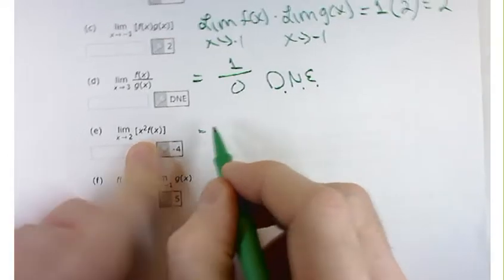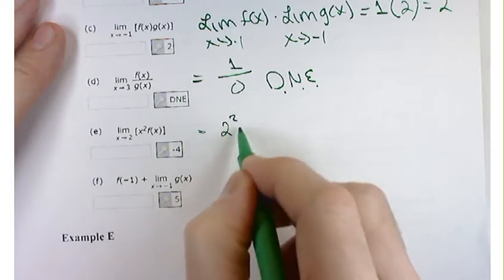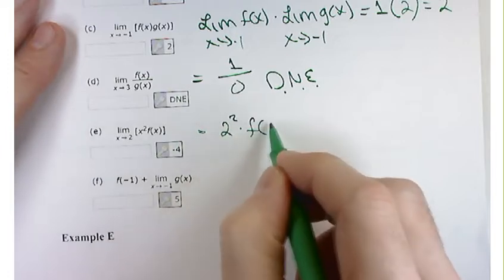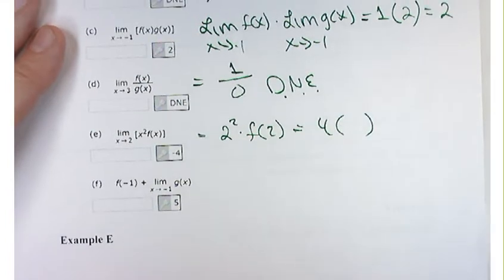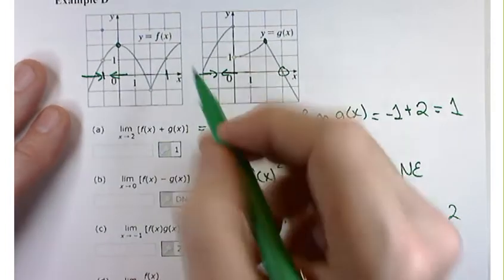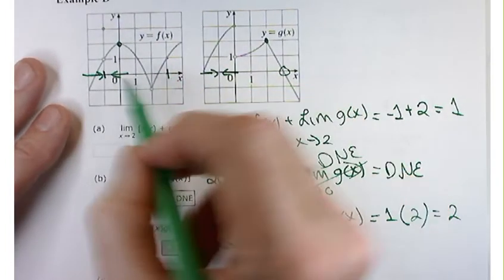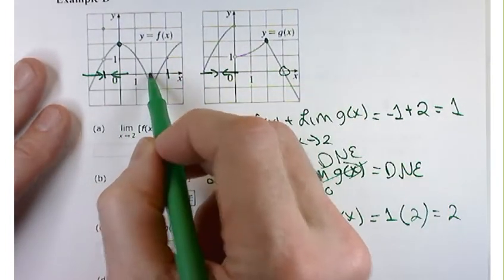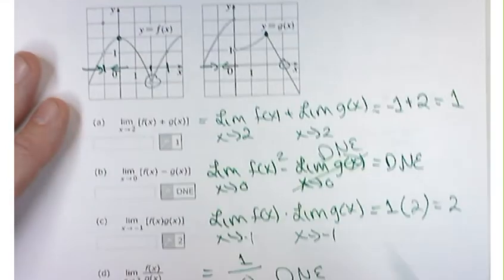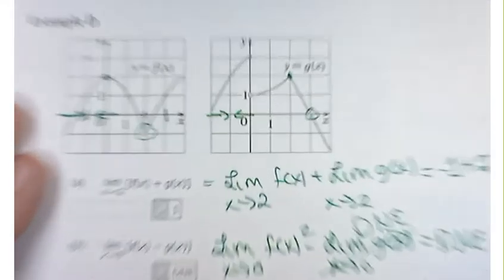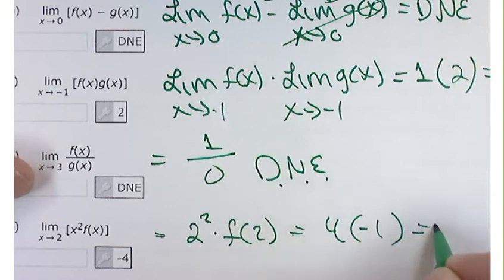This is going to be 2 squared times f of 2. So it's going to be 4 times f of 2. And hopefully that limit of f of 2 exists. Let's take a look here. As x approaches 2, so that's going to be right here, from the left or from the right, what's the limit? It's -1. So 4 times -1 would be -4.